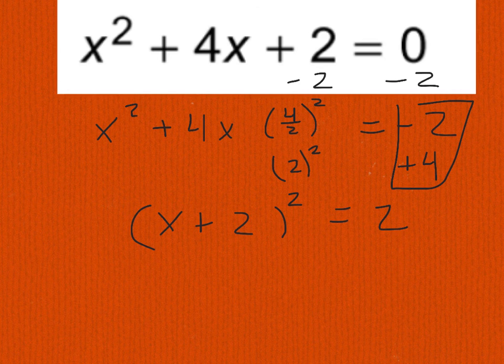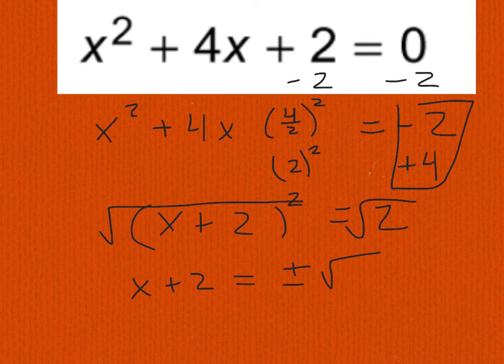Are you getting all that? Kyler, what do we do next? You got square root. Thanks, Terrell. We take the square root. So what do we get? What's our new equation? It's going to be x plus 2 equals plus or minus square root 2. The square root of 2, we can't simplify it, so we just leave it as square root of 2.